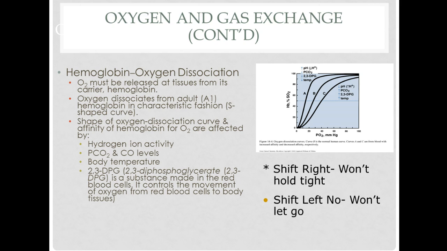Well, here's what the picture shows on the top right. You see I have some comments down in the bottom. Shift right, won't hold tight. Shift left, no, won't let go. So if you have a situation that you see on the left with an increased pH, which would be an alkalosis, a decreased CO2, which would probably put you in a respiratory alkalosis, decreased 2,3-DPG, and a decreased temperature, this could be a hypothermic patient, for example. And if it's shifted to the left, it's very difficult to bring the patient back to normal. On the right-hand side, if you have a decreased pH and increased CO2, with increased 2,3-DPG and an increased temperature, that's a shift right, won't hold tight, so it's a lot easier to recover from.